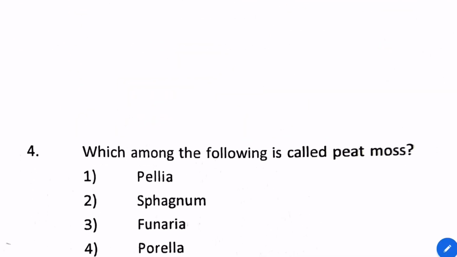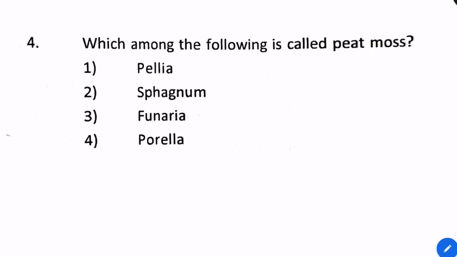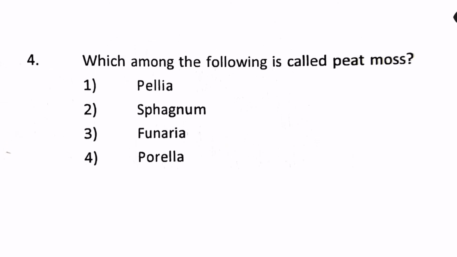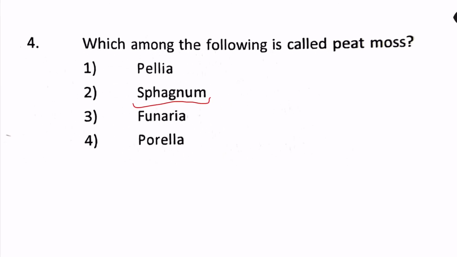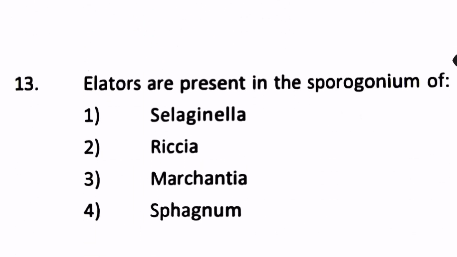Let's start the 2016 paper. Which among the following is called the peat moss? We discussed this. Is it Pellia, Sphagnum, Funaria, Porella? Sphagnum, which is also called the bog moss, has another name, the peat moss, which is more famous for Sphagnum, not Pellia, Funaria, or Porella. The answer is number 2. These names of bryophytes are often asked in entrance exams and are very important.